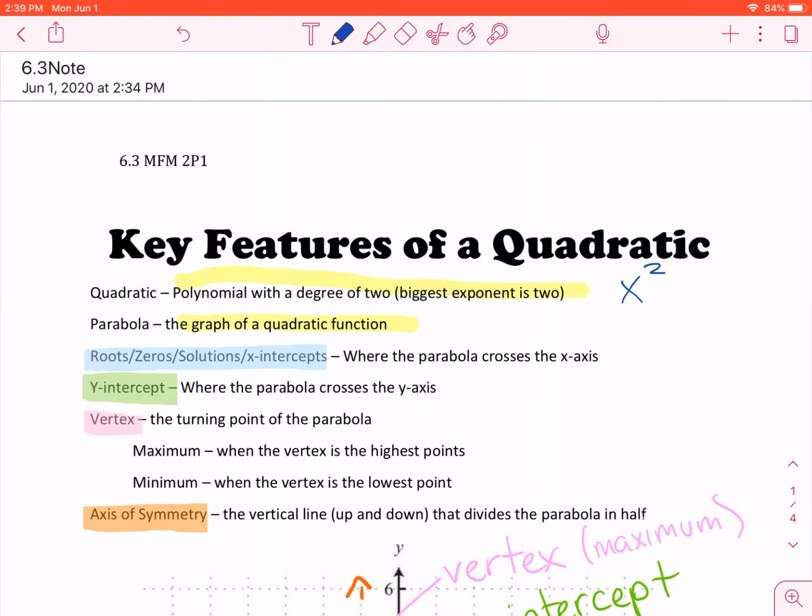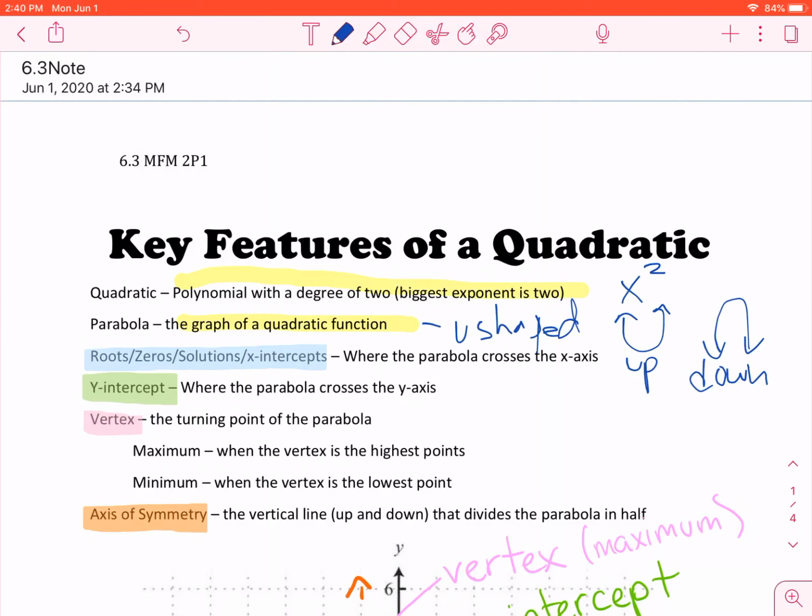So we said they're U-shaped graphs. And U-shaped graphs can either open up or they could open down. And we'll learn more about that in this lesson. And then there are going to be a couple of new terms. You can see I've already highlighted it for you in color coding, matching, so that you can see amongst the parabola where these new terms are.